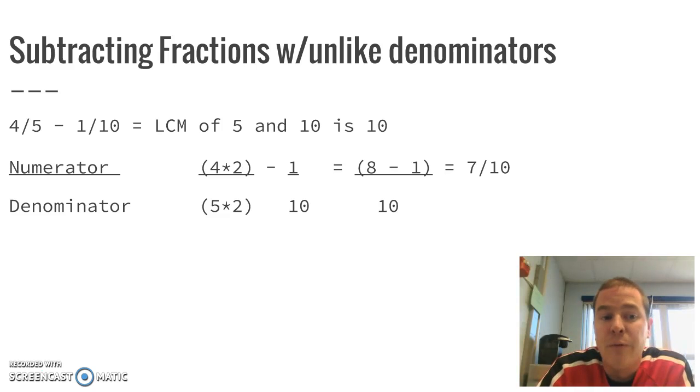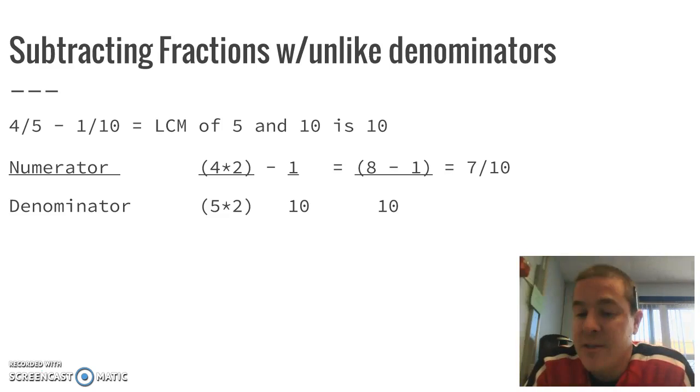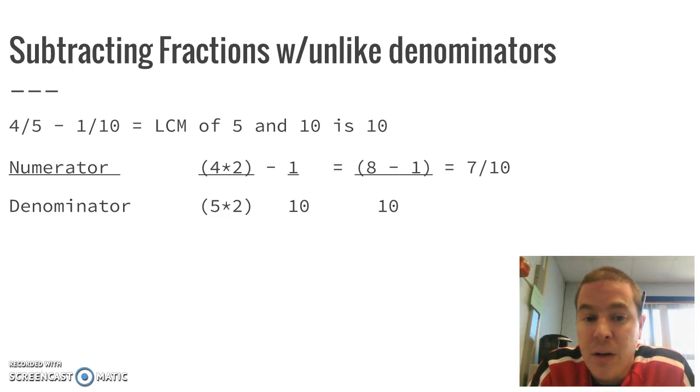So once again, 4/5 minus 1/10 is our problem. We need to find the least common multiple, all right? The least common multiple of 5 and 10 is going to be 10 itself. So I just need to change the first fraction since the second fraction, 1/10, already has our common denominator. So what times 5 will give me 10? 5 times 2. So since I multiplied the bottom by 2, I need to multiply the top by 2.